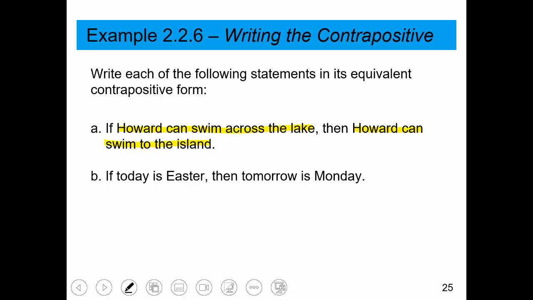All right, part B says if today is Easter, then tomorrow is Monday. So we're going to take the hypothesis and conclusion. We're going to leave if and then where they are. We're not moving if and then. We're only moving the clauses P and Q. And we're also going to negate them. So it would say if tomorrow is not Monday, then today is not Easter.